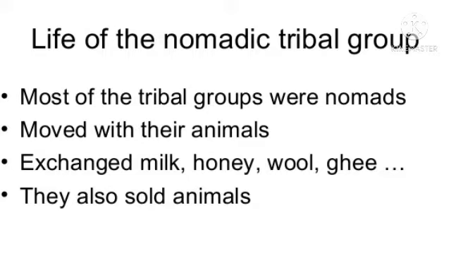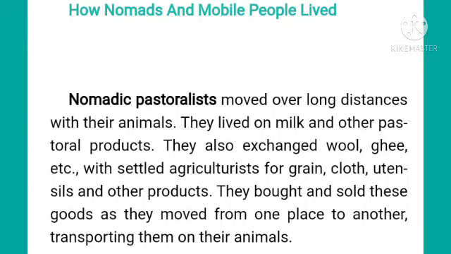Some of the nomads were exclusively pastoral tribes. They survived on milk products and exchanged ghee, wool, etc. with the farmers for grain, clothes, utensils, etc. They also transported food grains on their bullocks for the armies. Gaddis and Gujjars were examples of such types of nomads.